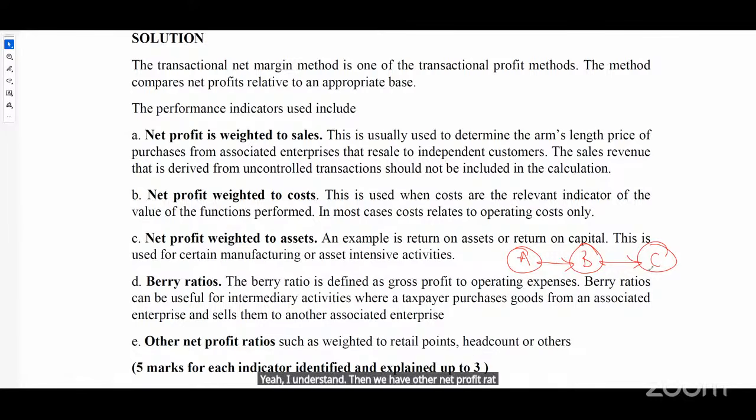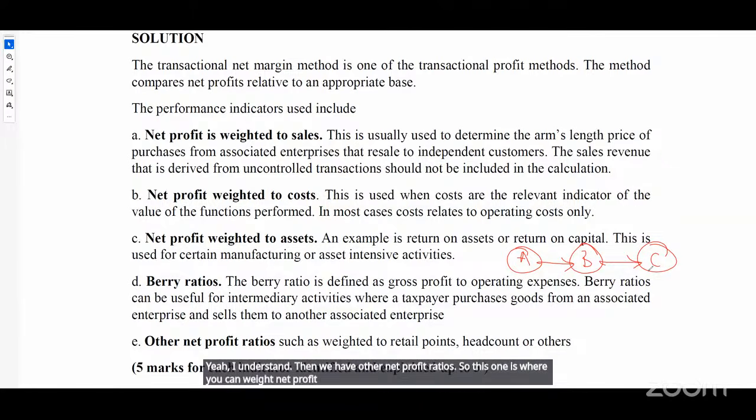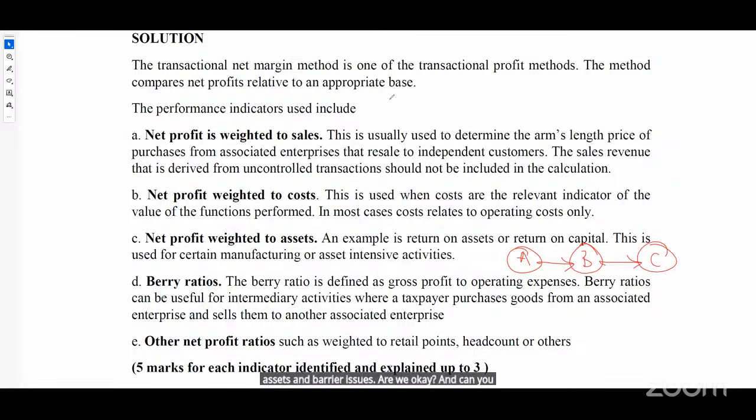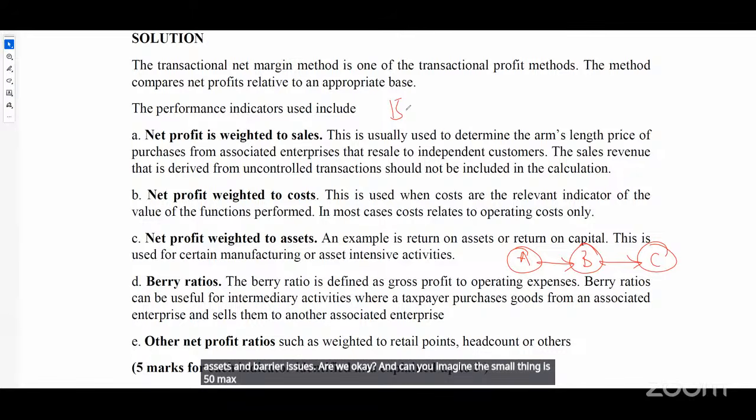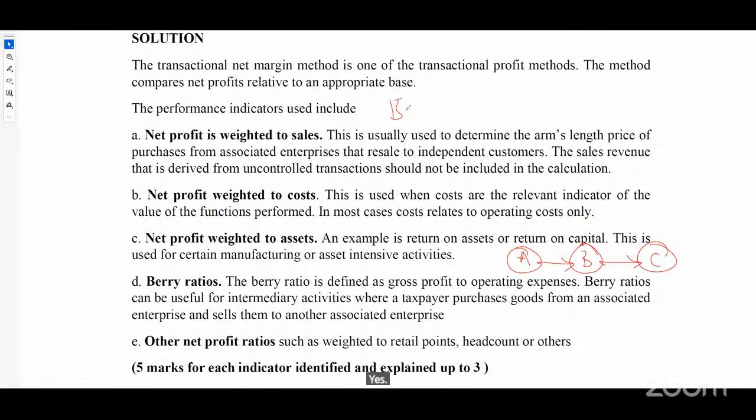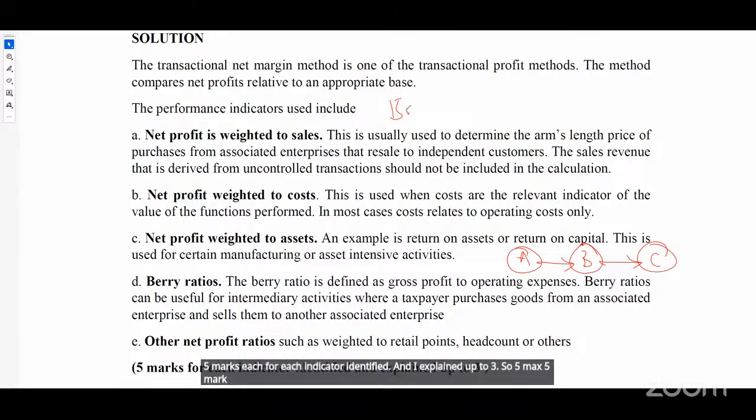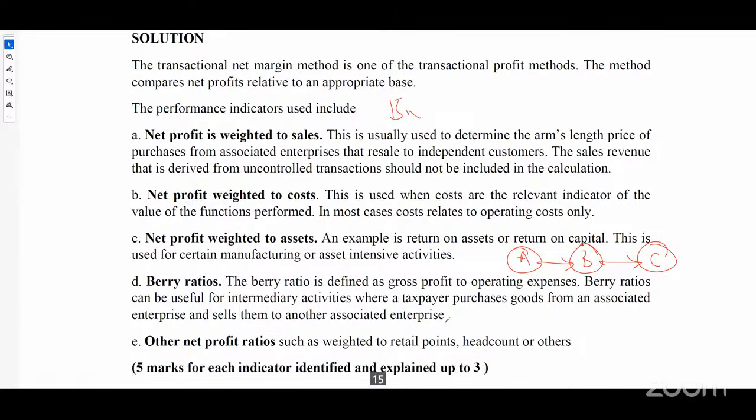Then we have other net profit ratios, where you can weight net profit to anything: net profit to working capital, net profit to labor costs, net profit to inventory. It could be net profit to anything depending on the particular scenario. But the common ones are net profit to sales, net profit to cost, net profit to asset, and Berry ratios. Are we okay? And can you imagine this small thing is 15 marks? 5 marks for each indicator identified and explained, up to 3. So 5, 5, 5, that's 15. They only asked for 3.